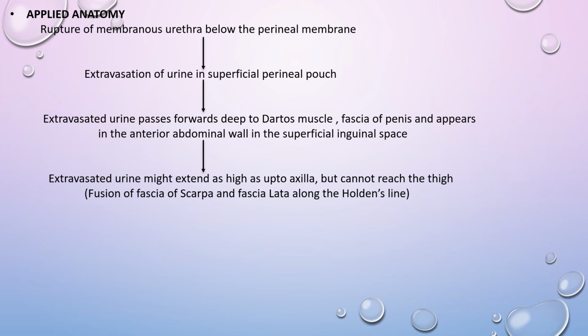This region we have already discussed, because there is a fusion of the fascia of Scarpa and the fascia lata along Holden's line. This fusion prevents the extravasated urine from entering into the thigh.